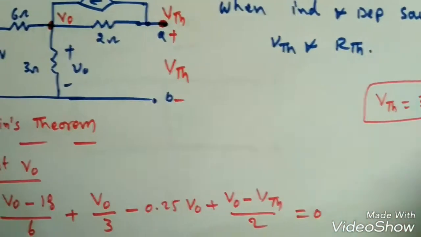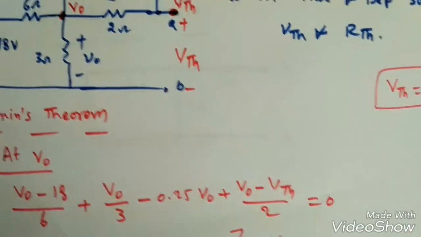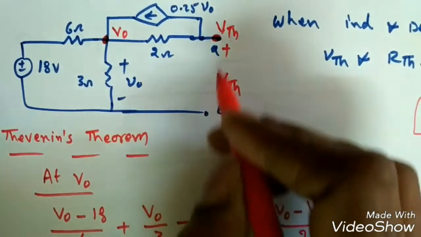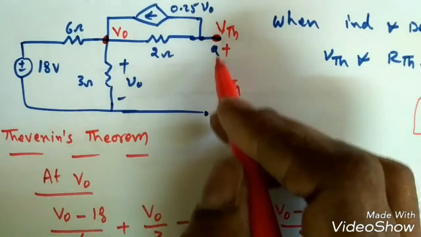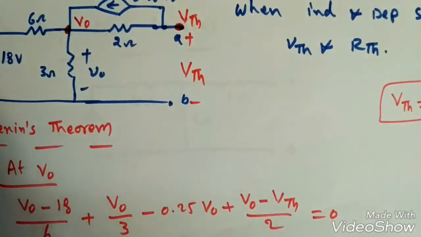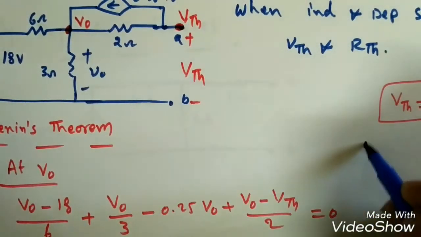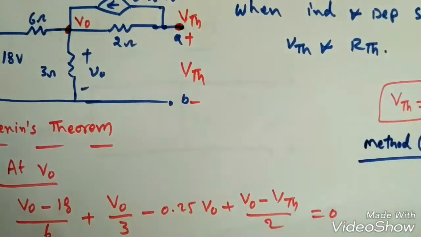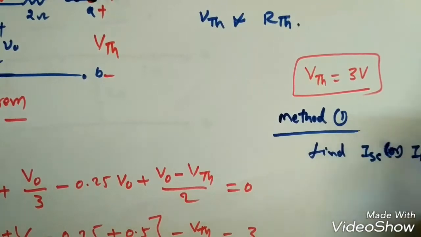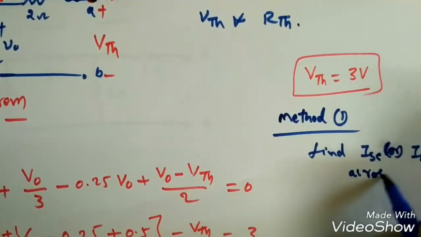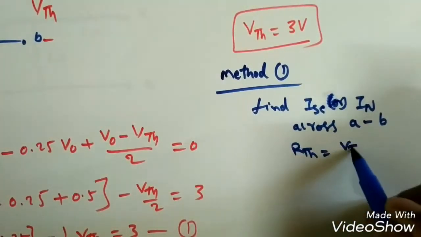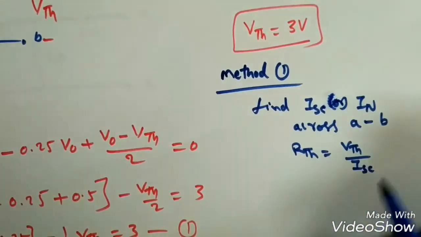Now how to find RTH? That is a very important one. To find RTH, there are two methods. One method is to find the Norton current or short circuit current ISC, right? When I find ISC, then I can take VTH by ISC as our RTH. So method 1: find ISC or IN across A dash B. Then RTH is equal to VTH by ISC or IN, right?